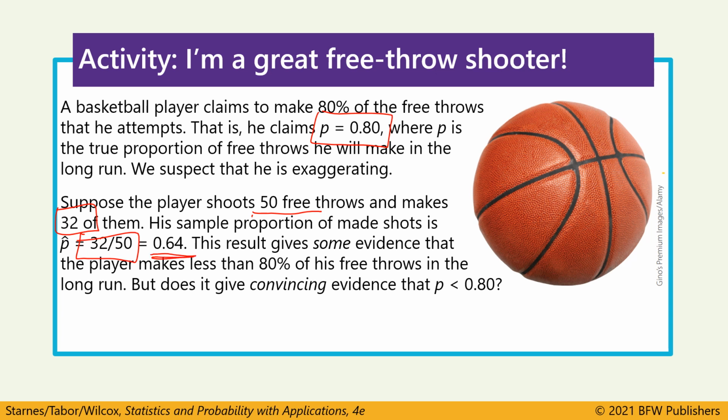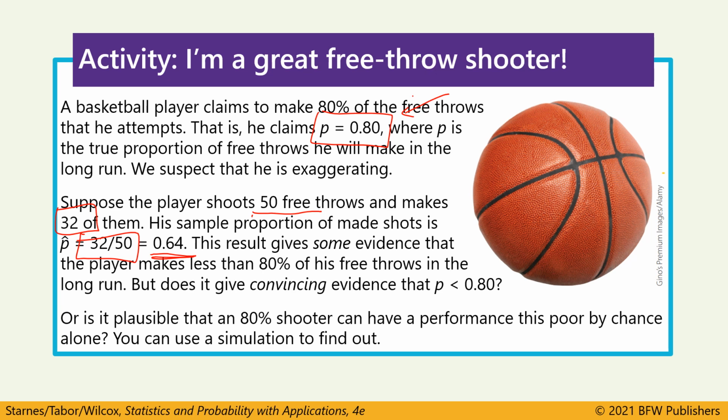Now that's less than 80%, so this is giving some evidence that he is exaggerating and not being truthful when he said he makes 80% of his shots overall, right? But is it convincing evidence that he's lying? In other words, if he really can shoot 80% of his free throws, sometimes he'll get a little more, sometimes he'll get a little less. He won't shoot 80% every time. Will this result happen just by chance, based on typical variation in a sampling distribution?